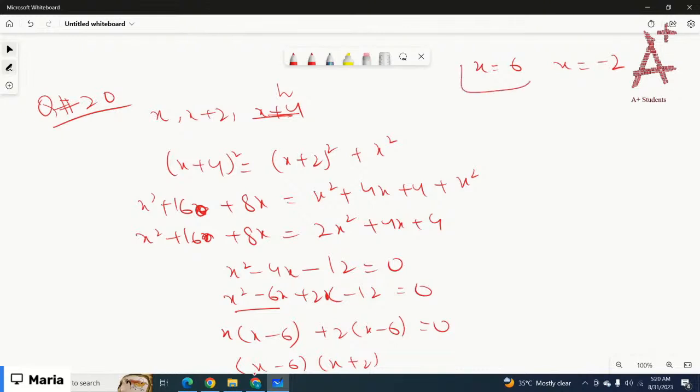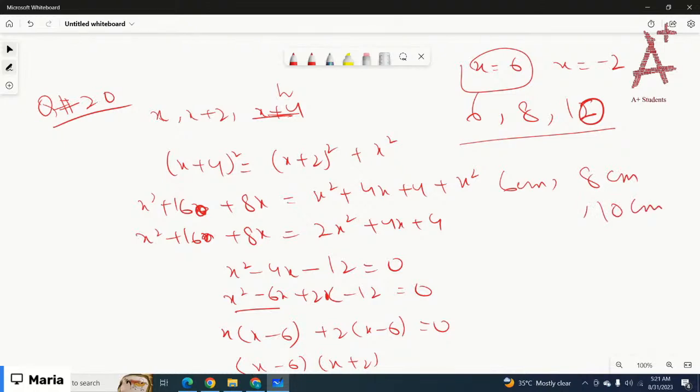The side lengths of a triangle must be positive, so it would be 6. That means the side lengths are the first one is 6, the second one is 8, and the third one is 10, right? 6, 8, and 10. So the dimensions of the triangle are 6 centimeter, 8 centimeter, and 10 centimeter, right?